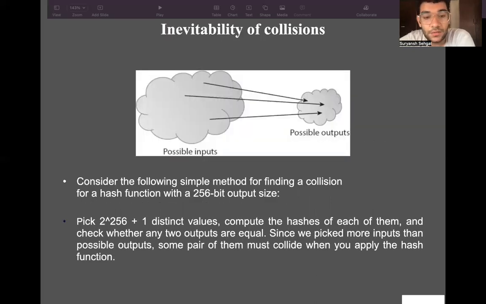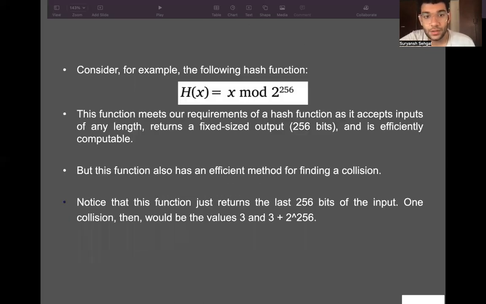The inevitability of collision is shown if we consider the following simple method for finding a collision for a hash function with 256-bit output size. Pick 2^256 + 1 distinct values, compute the hash of each of them, and check whether any two outputs are equal. Since we picked more inputs than possible outputs, some pair must collide when you apply the hash function. As you can see in the picture also, the possible inputs are very large compared to the possible outputs. So we can assume that some collisions will be found in the future.